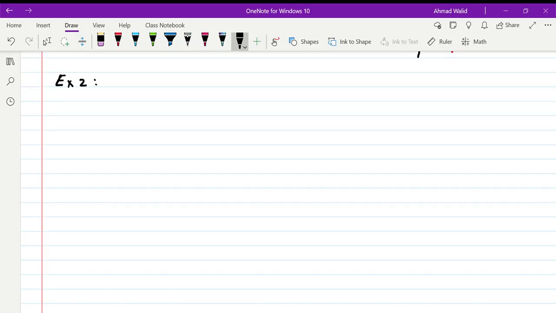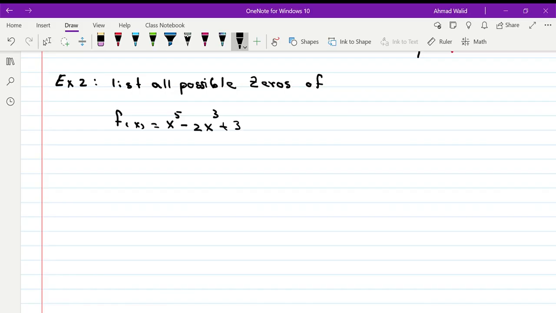Example number 2. List all possible zeros of f of x equals x to the power of 5 minus 2x cubed plus 3x squared plus 4x, let's say, plus 6. I want to list all possible zeros.